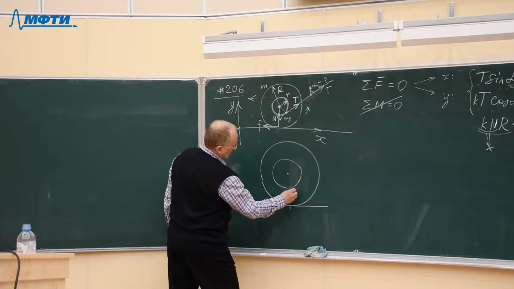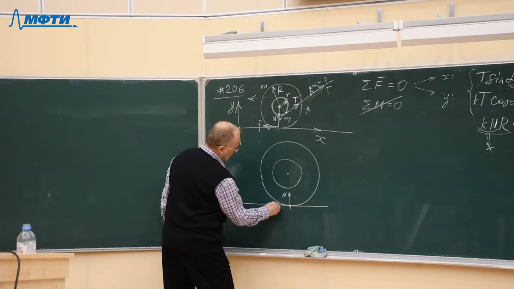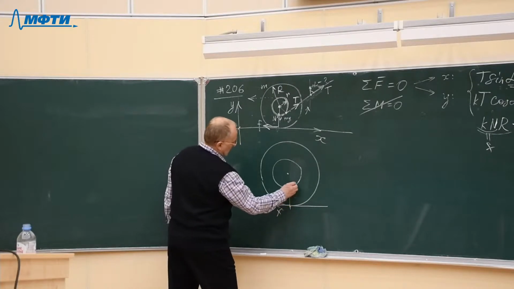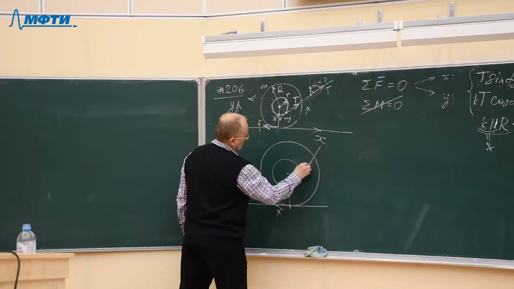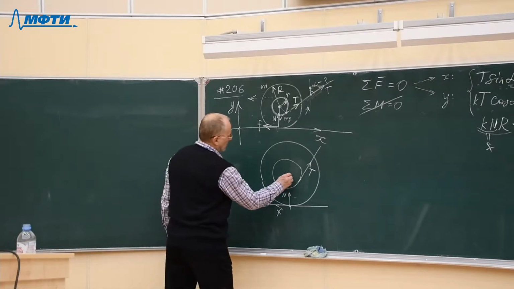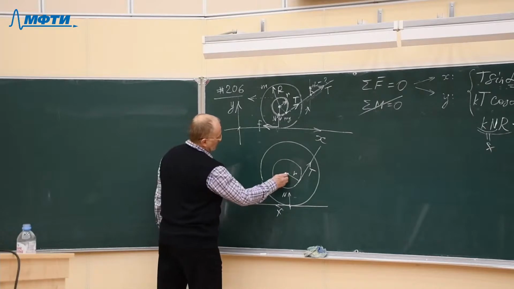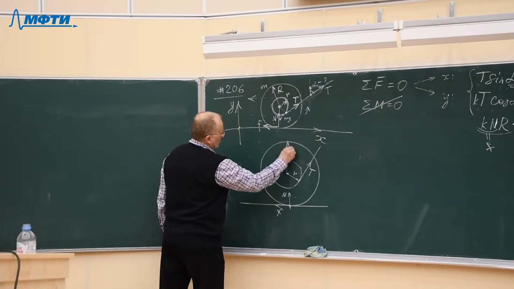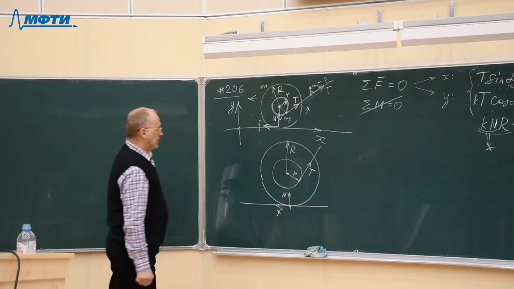So here is the force of normal reaction, N, and the force of friction acting on the spool, F, and here is the force of tension in the string, and this is small r, and this is larger R, capital R.